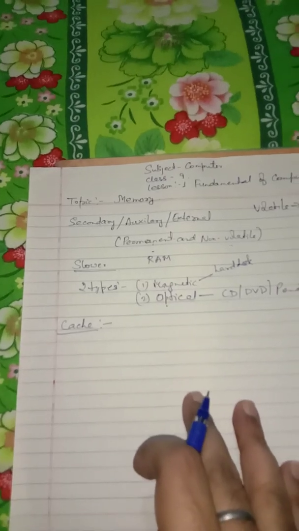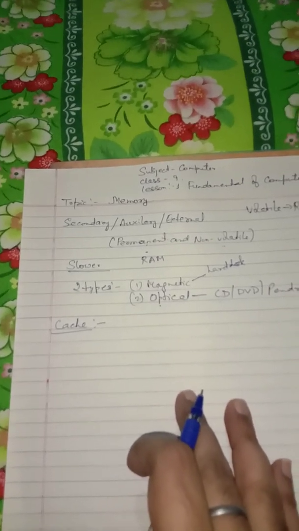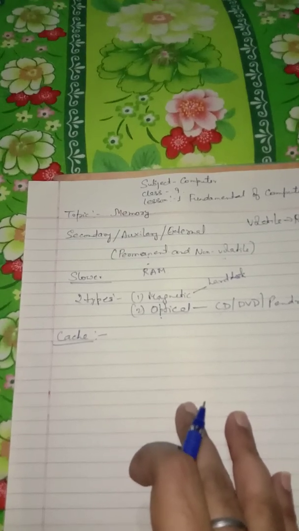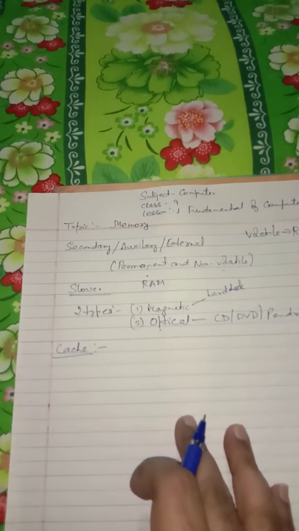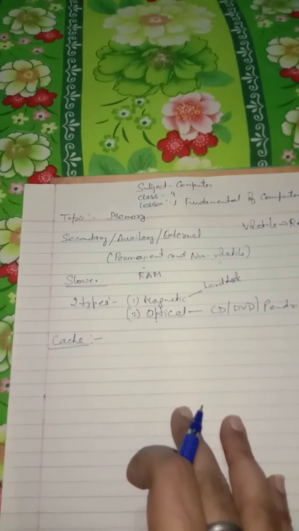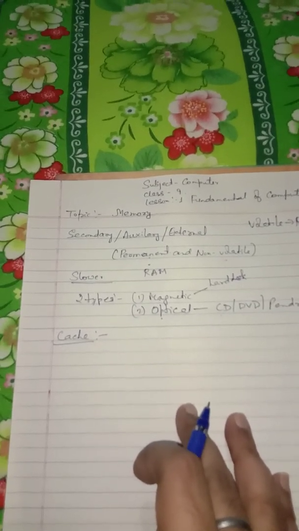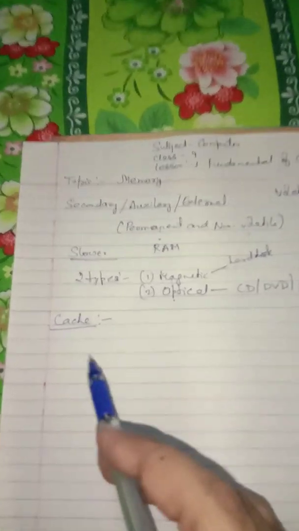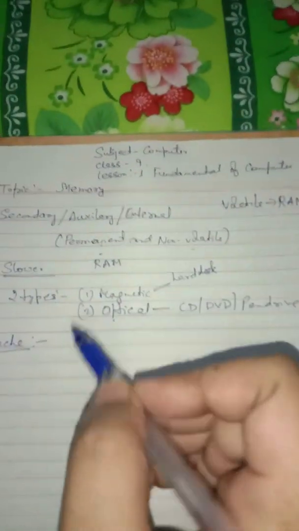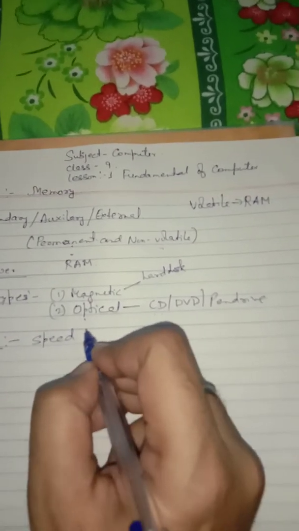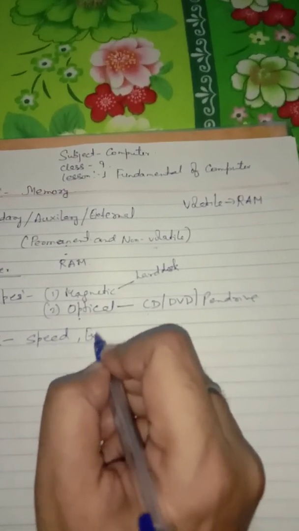The speed of cache memory is very high, and due to which the processing speed of CPU is also greatly increased. The cache memory acts as a buffer area between the CPU and the main memory. Now, what is the use of cache memory? Remember, the cache memory is very fast, speed is high, and it is also expensive memory.